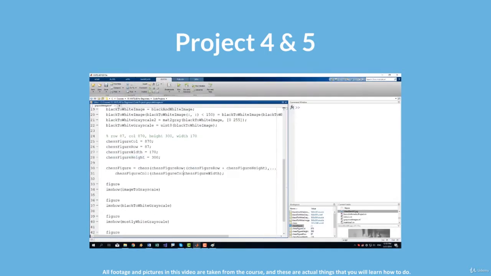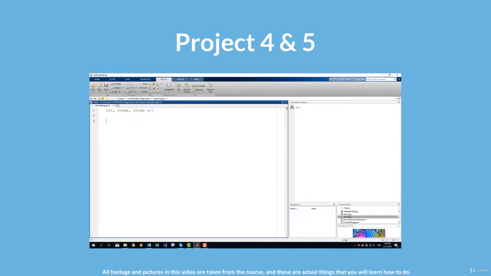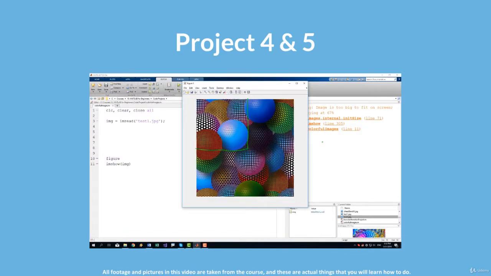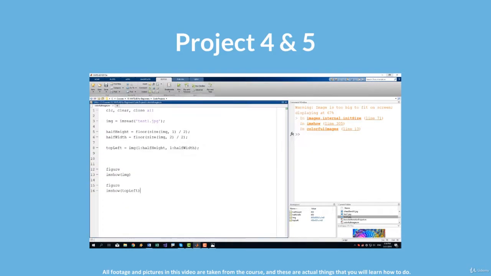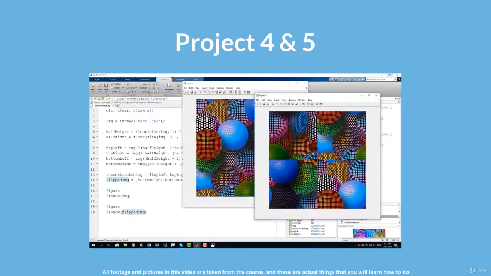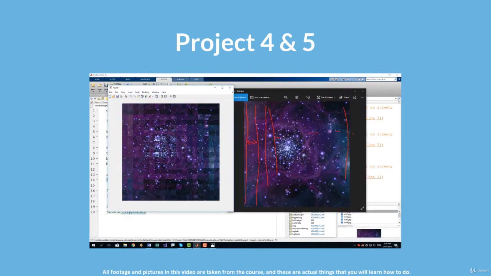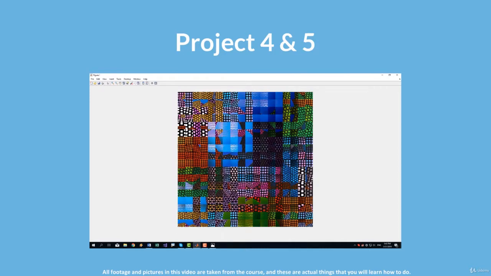In both projects, we will deal with the basics of image processing. You will learn how to work on a basic level with black and white images and colorful images. You will generate your own images and also work with images that you will download from the internet.